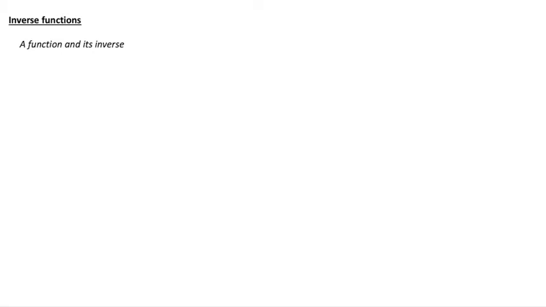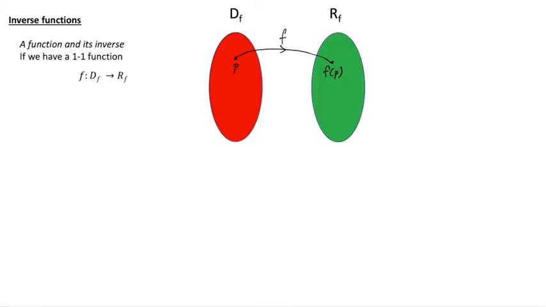So we'll look at the relationship between a function and its inverse, which is of course also a function. If we have a one-to-one function f mapping the domain of f to the range of f, which of course it always does, we can represent that by two sets, the red and the green, and we label them domain of f, range of f. We show that f maps from a value p, or an element p, onto f of p in the range.